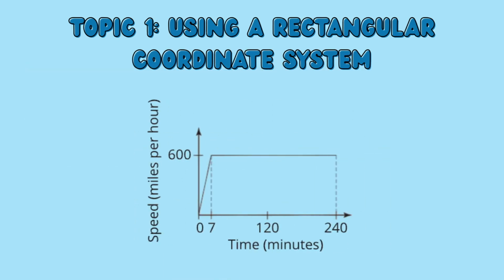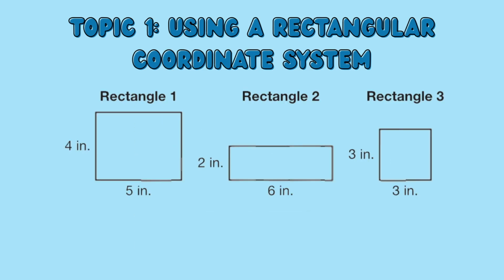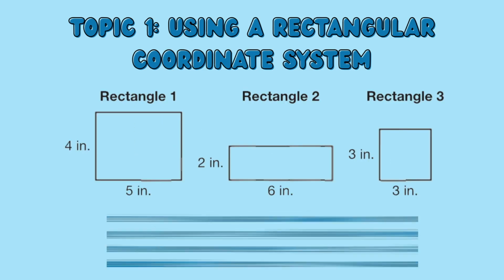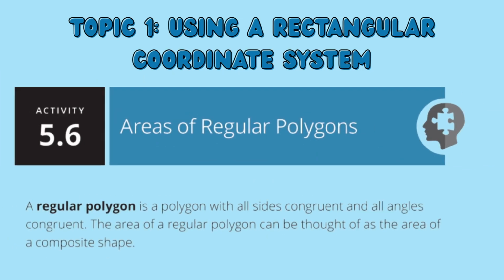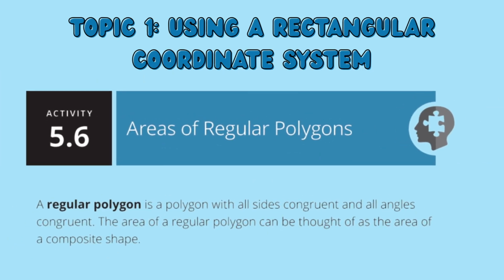Students will determine distances represented as the area under the curve of velocity-time graphs. They investigate how proportional and non-proportional changes in the linear dimensions of a shape affect its perimeter and area. Finally, students develop a strategy for calculating areas of regular polygons.